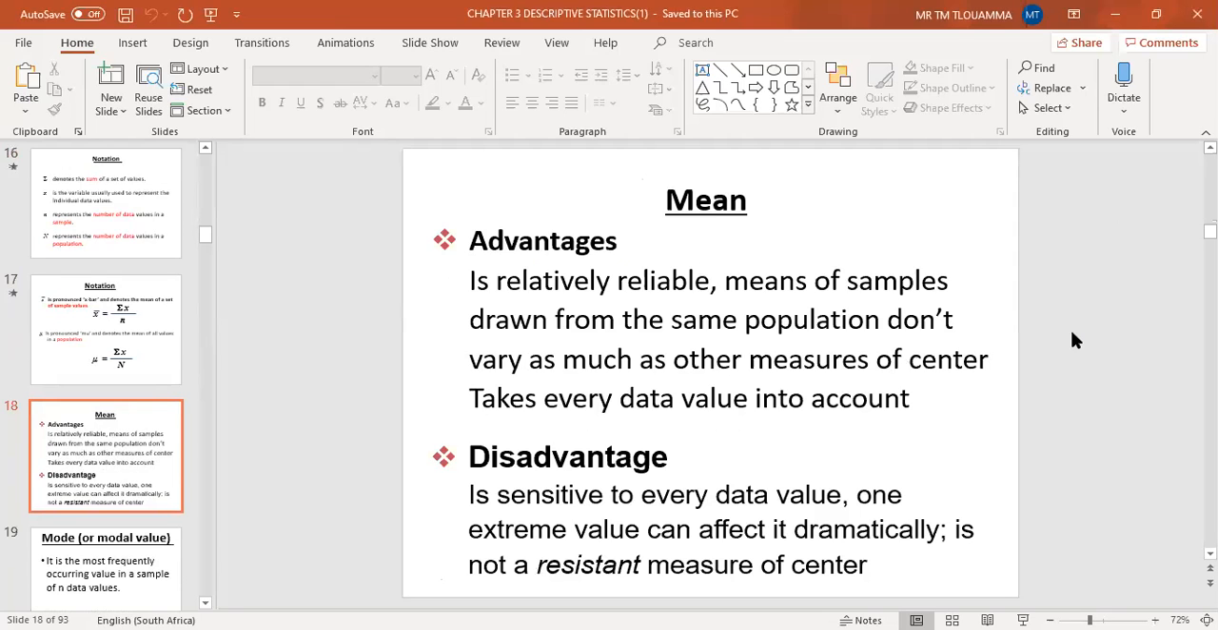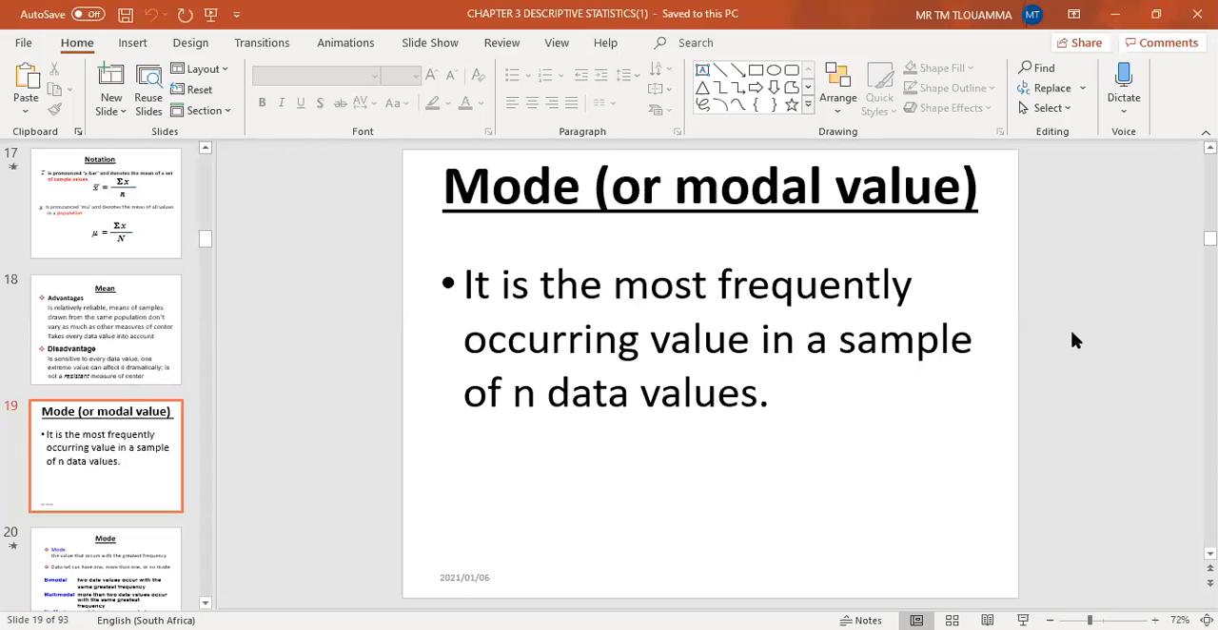So now we are having what is called the mode. A mode or the modal value. A mode, we said, is the most frequently occurring value in the sample of n data values. Meaning this is the number which appears most frequently as compared to other values in your data set.